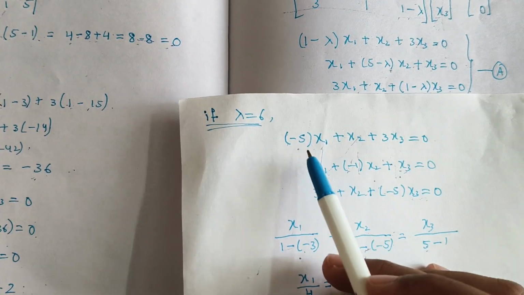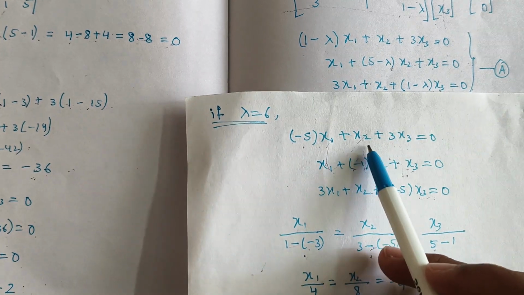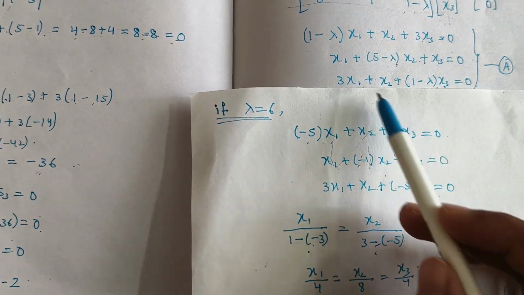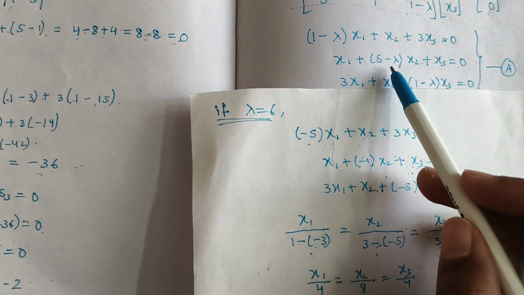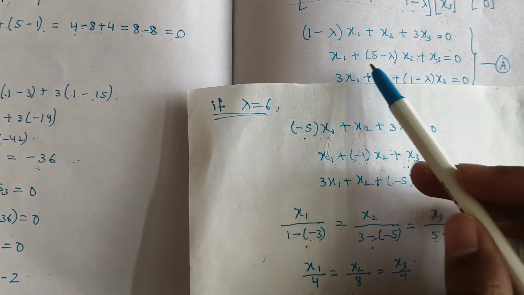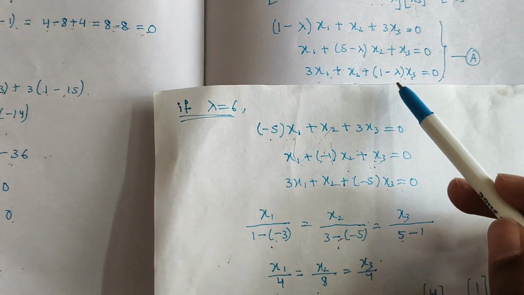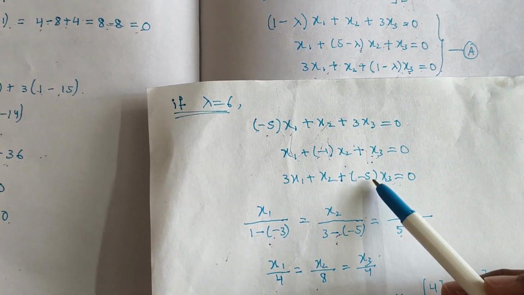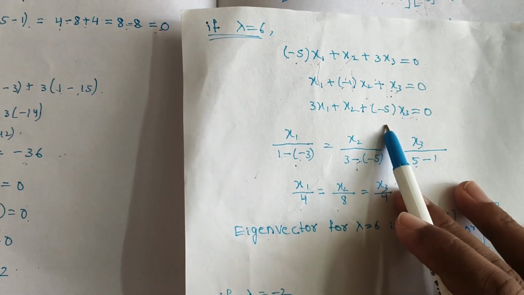(1 minus 6), minus 5 x1 plus x2 plus 3 x3 equal to 0. Then x1 plus (5 minus 6), minus 1 x2 plus x3 equal to 0. Then 3 x1 plus x2 plus (1 minus 6), minus 5 x3 equal to 0.